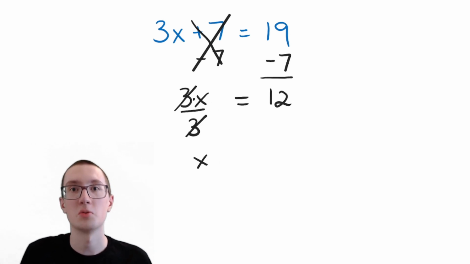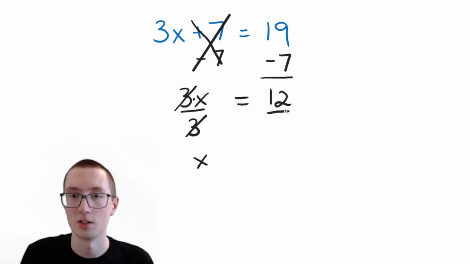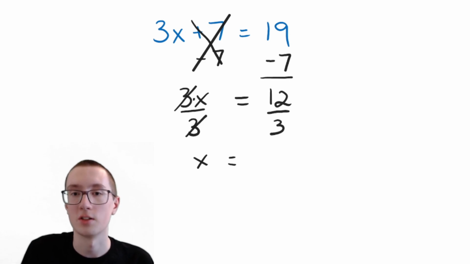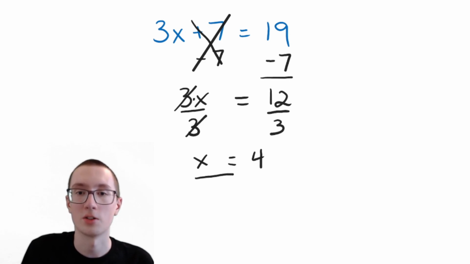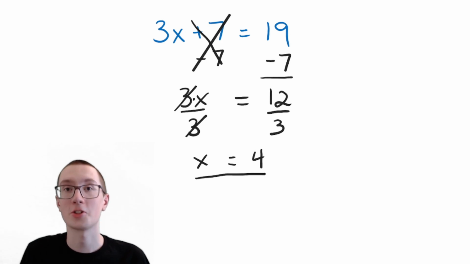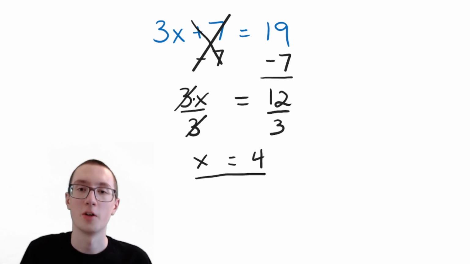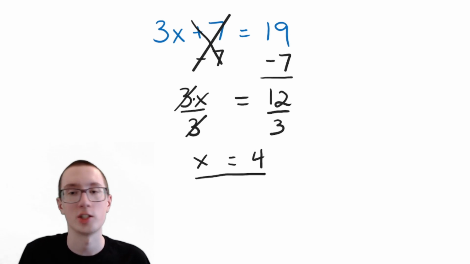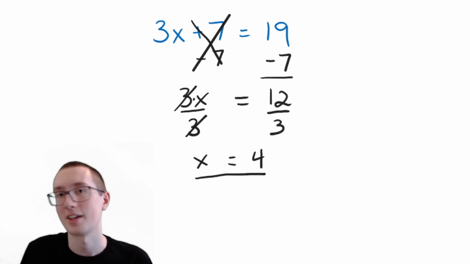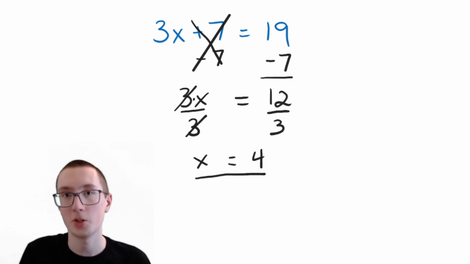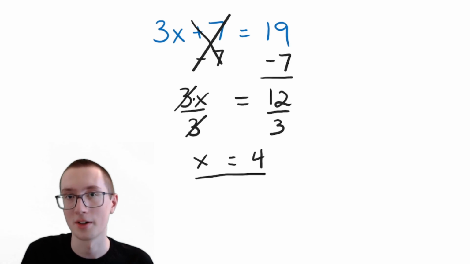But remember, when you do something to one side of the equation, you have to do it to the other side. So we're going to divide the 12 by 3, and 12 divided by 3 is 4. So our answer is x equals 4. I'm actually going to show you one more thing we can do. Because with these more complicated equations, you can be like, all right, x equals 4, I think I did that right. But you can be sure that you did it right by checking your work.